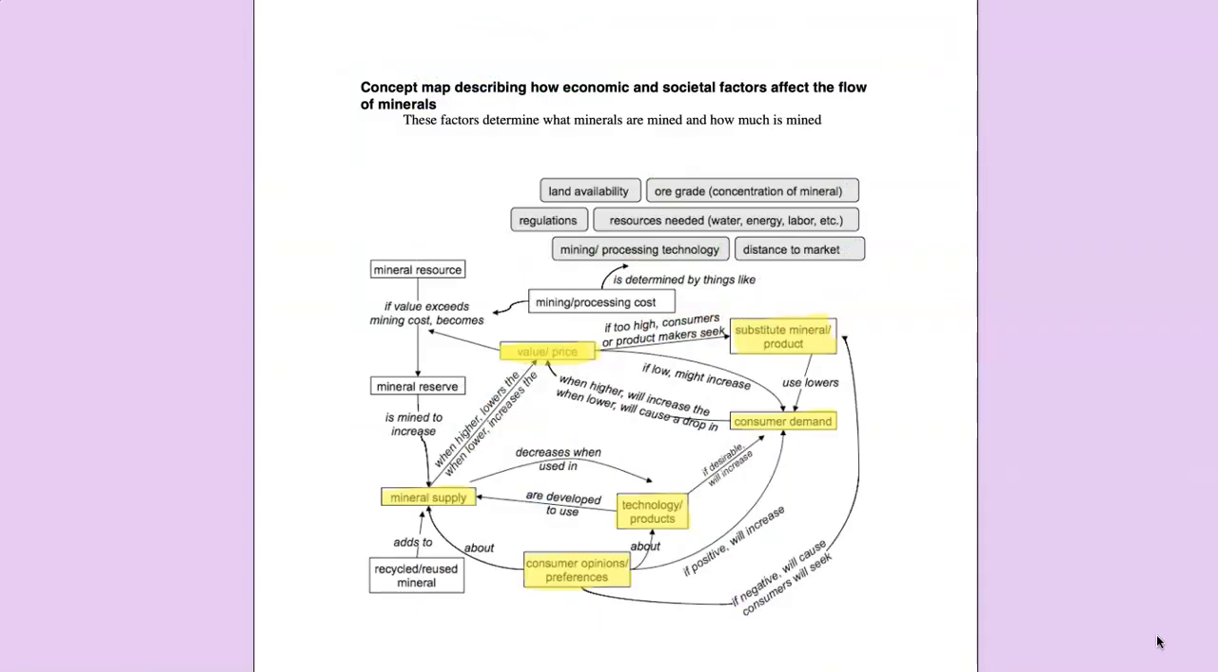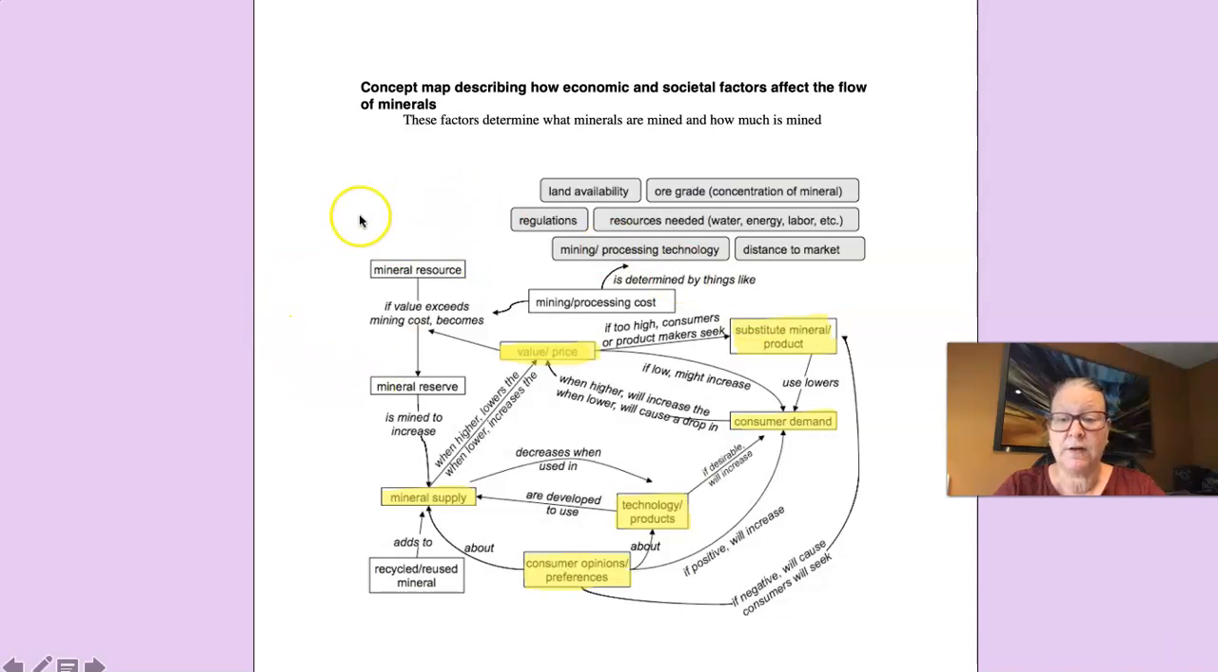Here's a concept map that describes the flow of factors related to minerals and economic and societal factors. I've given you a copy of this on Canvas to download, and I want you to be able to use it in the way I'm going to in the next few examples. But first, let's look at all the different parts here because it is a pretty busy diagram. Everything in yellow is what we're going to really focus on.